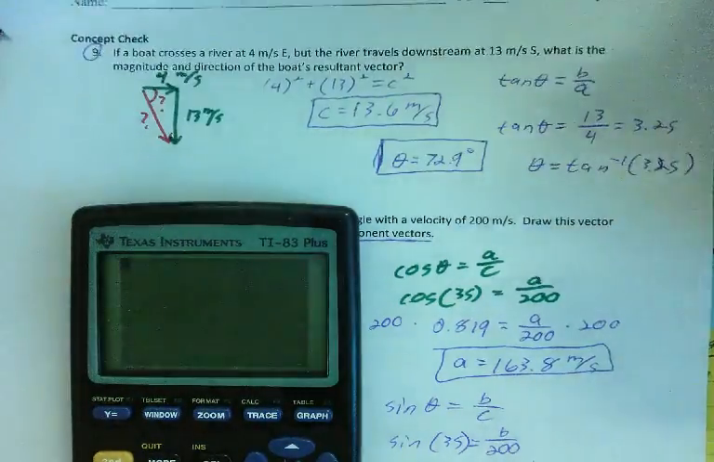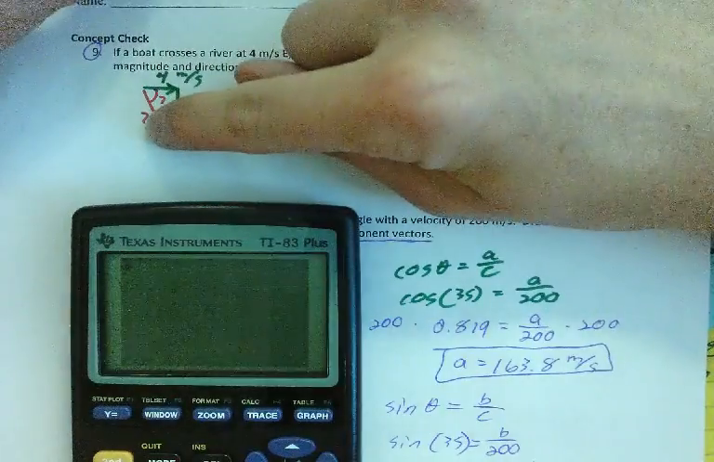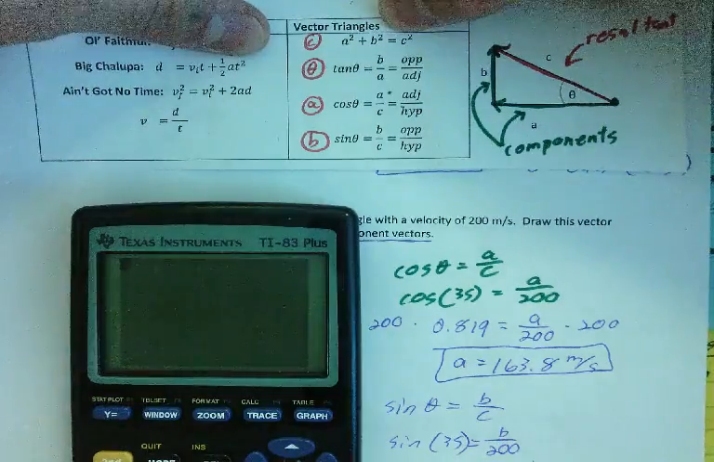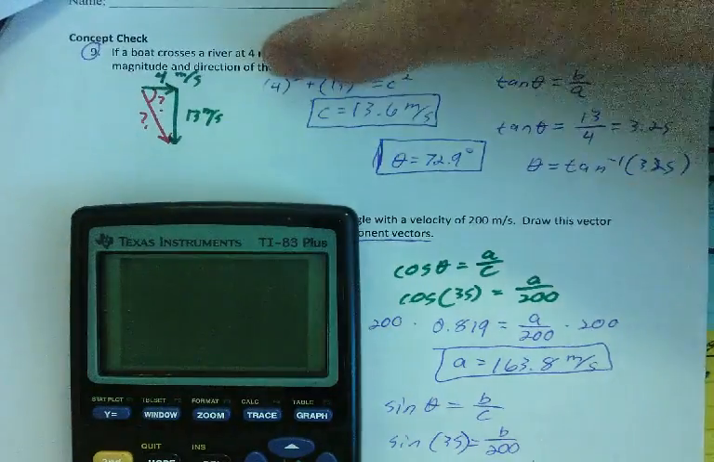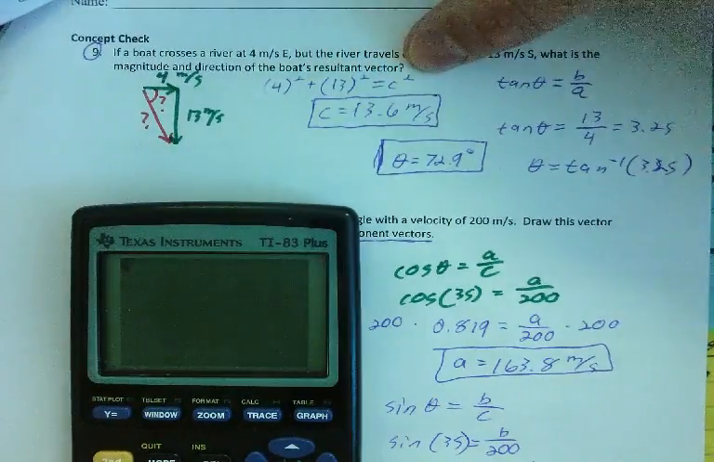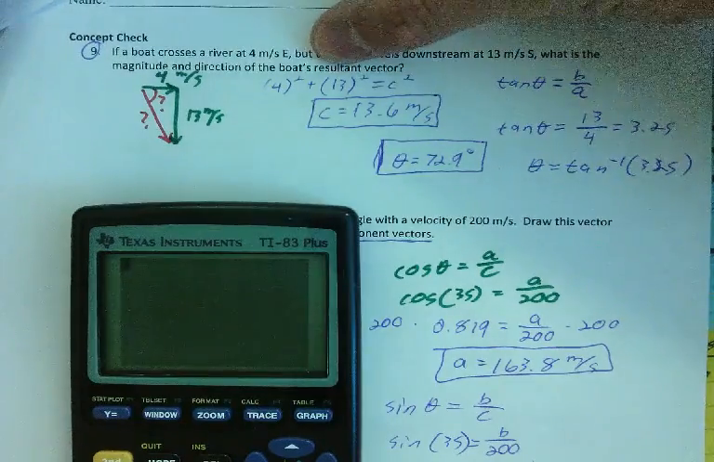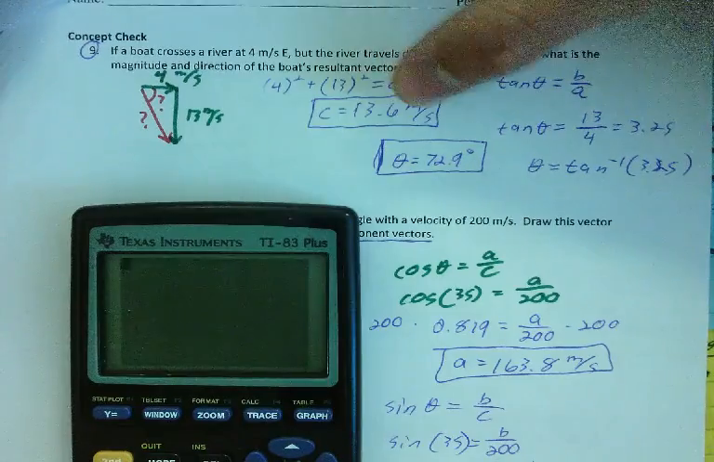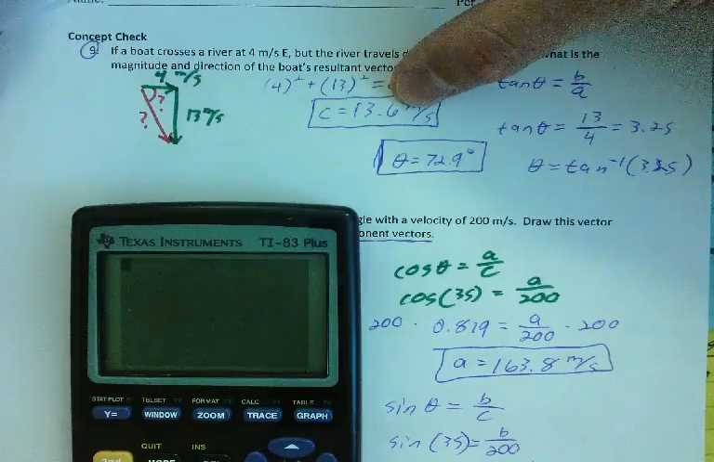So what I do on this first one is I say, okay, I want to find C. How do I find C? C is found using Pythagorean theorem. So A squared plus B squared equals C squared. Square them, add them together, that'll give you C squared. Square root that answer, and that'll give you 13.6.